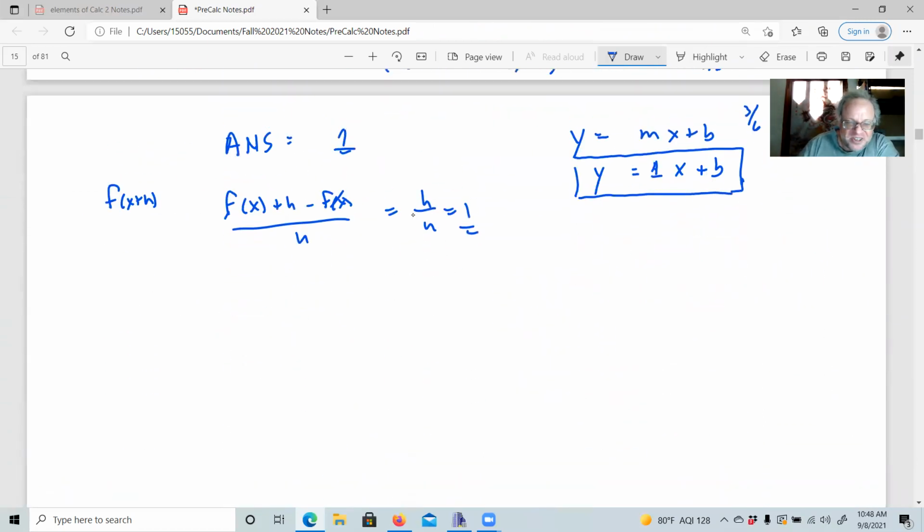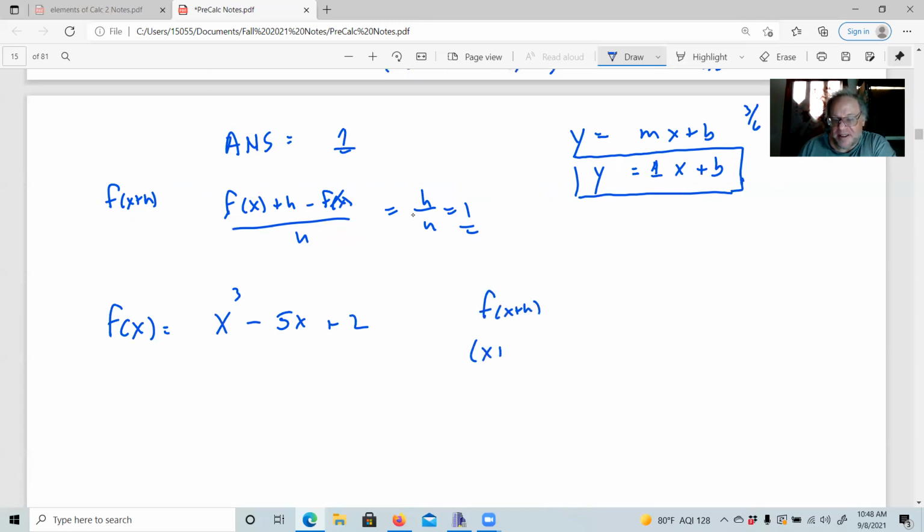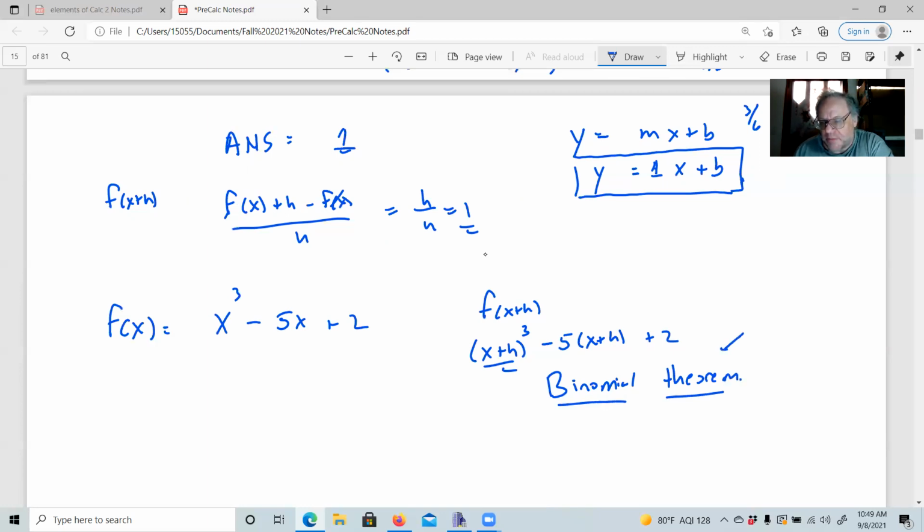So let's try. Let's do f of x equals, how about x cubed minus 5x, how about plus 2? All right. What is f of x plus h? Well, that is f of x plus h: x plus h cubed minus 5 times x plus h plus 2. Okay. We've got to work this out. Now, go check that.